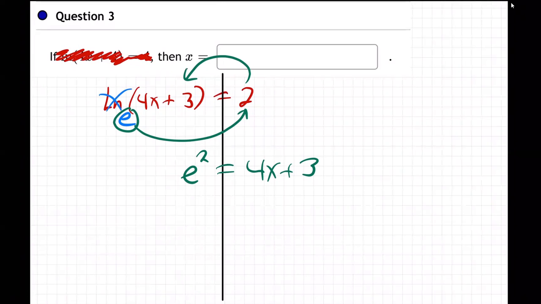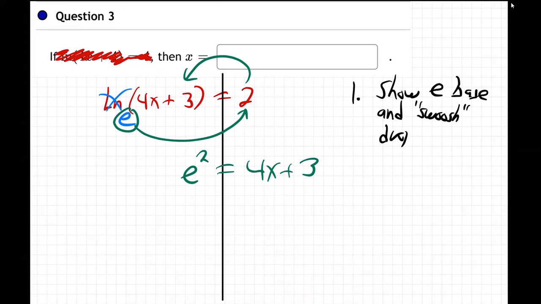So what? So that's step one. Let me go over here and write that. So step one, show the e base and do the swish, dropping the log. Right? So there was step one.